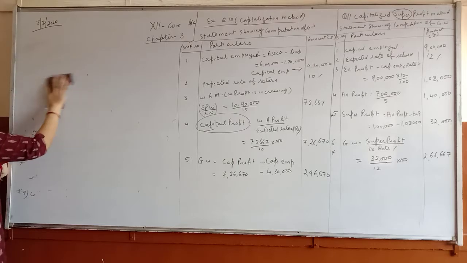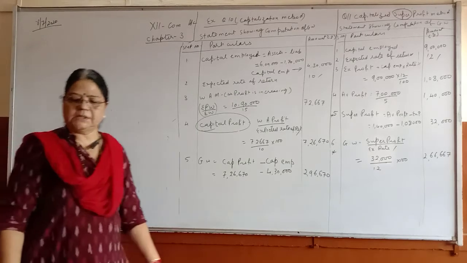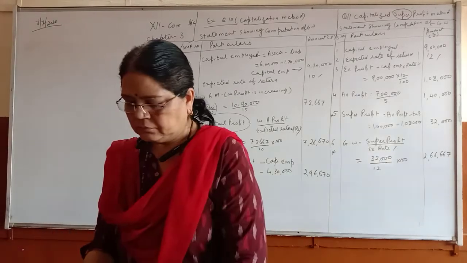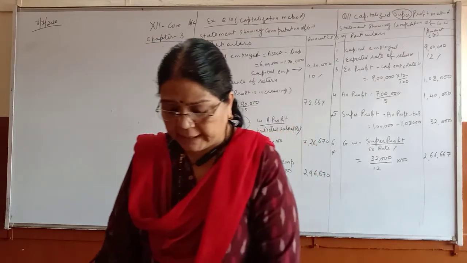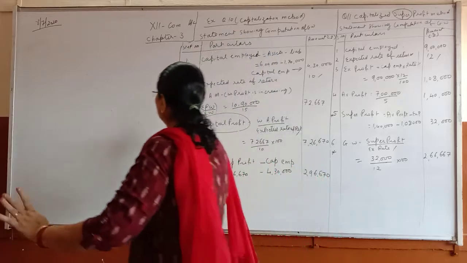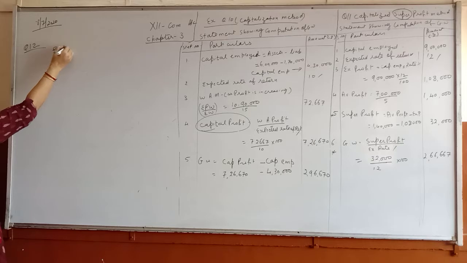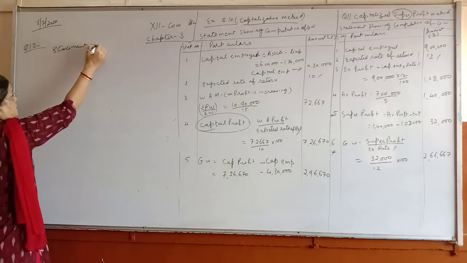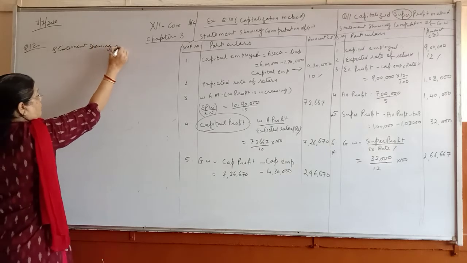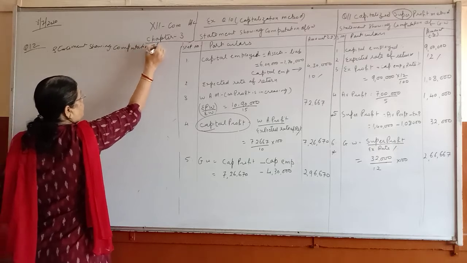Last question. Same method, no change, and just work it out for yourself as you have to do homework today. In the last question, children, capital employed is 8 lakhs. Same format, showing question type. Statement showing computation of goodwill.